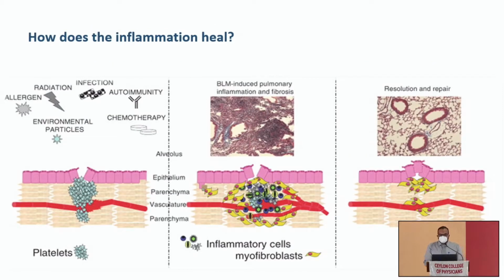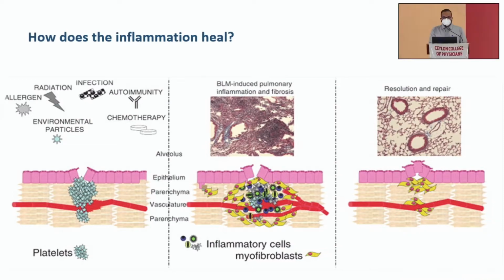So how does this inflammation heal? We have the injury due to various causes like chemotherapy, autoimmunity, radiation, environmental particles, drugs, etc. And we have the inflammation. Then when we heal, the debris gets reabsorbed, and sometimes as a result of repair, fibrin laying occurs. When there's dysregulation in this healing process, you get excessive fibrin formation leading to lung fibrosis.